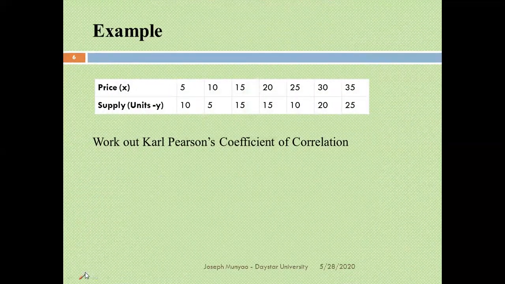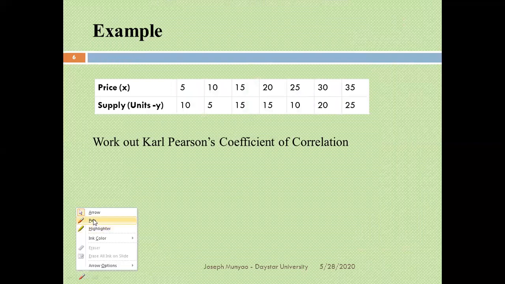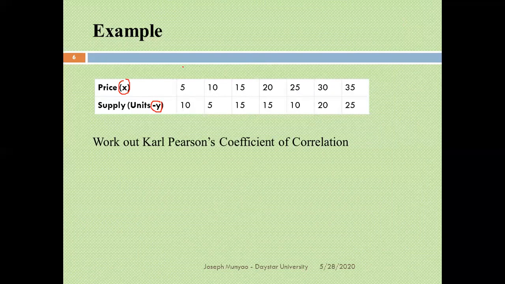In your free time, you can try to see whether you can do this by assuming the price is x and the units supplied is y. When you look at the diagram, it looks as though as one is increasing, the other one is increasing. So from the look of the diagram, you are likely to get a positive correlation.